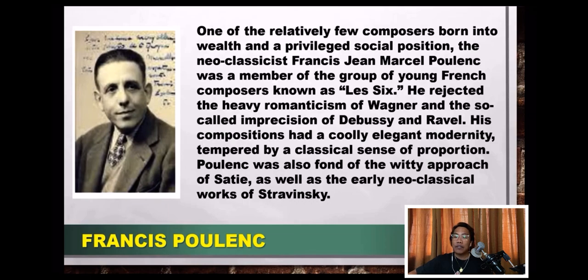He is one of the relatively few composers born into wealth and a privileged social position. The neoclassicist Francis Jean-Marcel Poulenc was a member of the group of young French composers known as Les Six. He rejected the heavy romanticism of Wagner and the so-called imprecision of Debussy and Ravel. His compositions had a coolly elegant modernity, tempered by a classical sense of proportion. Poulenc was also fond of the witty approach of Satie, as well as the early neoclassical work of Stravinsky.